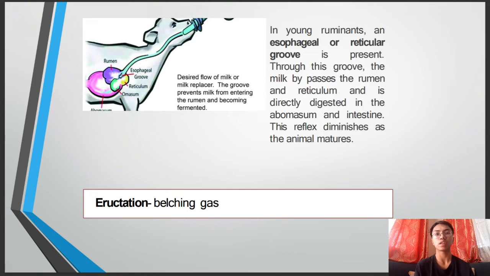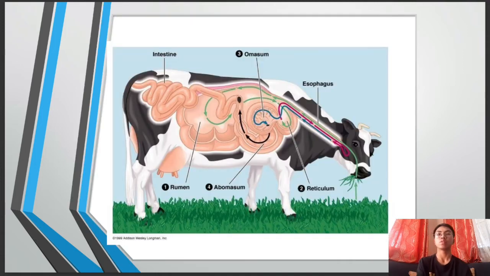Eructation, belching gas. Eructation is necessary to eliminate gas that is produced as a product of microbial fermentation. So next slide is, as you look at the picture, you can see the four compartments of the compound stomach: the rumen, reticulum, omasum, abomasum.